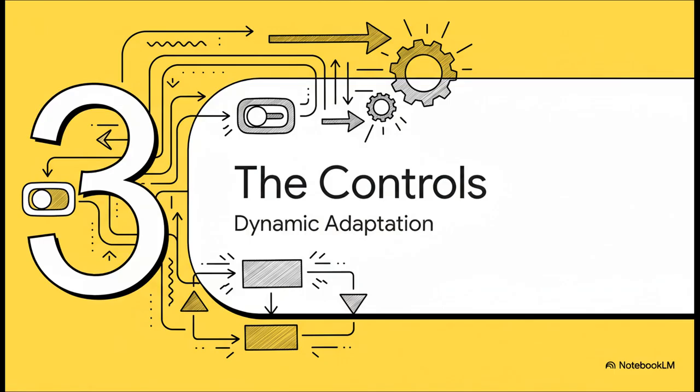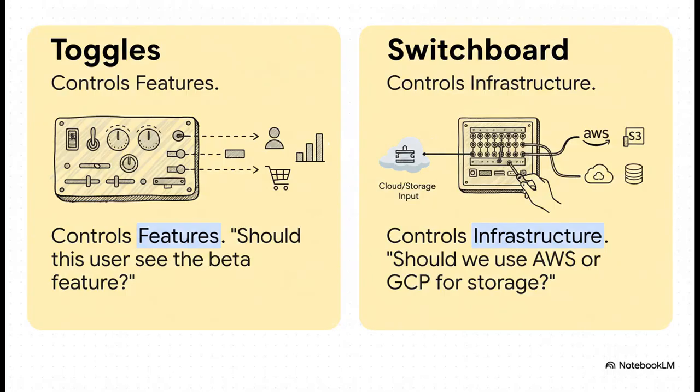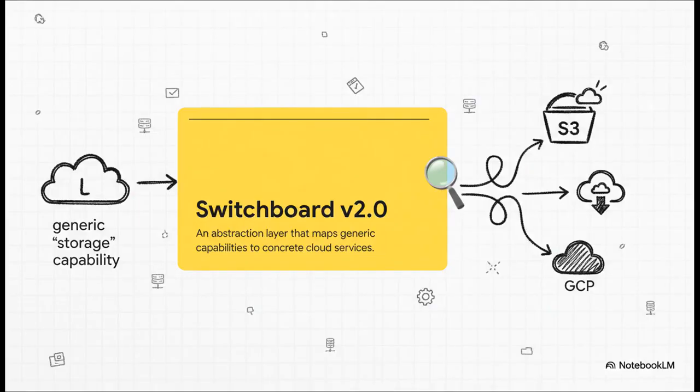Okay, so we have the foundation and we have the environments. But how does the app itself change its behavior on the fly? Well, that's where the control systems come in. The blueprint uses this really clever dual control mechanism. On one side, you have toggles, which give you that fine-grained control over specific application features. And on the other, you've got the switchboard, which abstracts away all the underlying cloud infrastructure. The switchboard is kind of the system's secret weapon against cloud provider lock-in. So instead of coding directly for, let's say, Amazon S3, you just code for a generic storage capability. The switchboard then maps that to the right service, S3 on AWS or Google Cloud Storage on GCP, depending on where you're deploying. It's pretty brilliant.